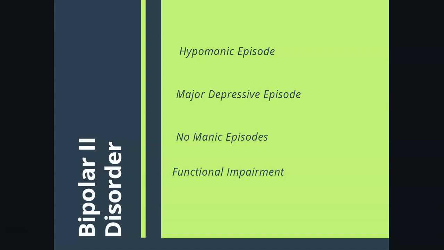Oftentimes, they'll have several depressive episodes before they have a hypomanic episode, and you may not know if they've had a hypomanic episode without doing the appropriate assessment. They may have anxiety or substance use or an eating disorder that precedes the diagnosis. Again, they may have several major depressive episodes prior to their first hypomanic or recognized hypomanic episode. They could even have a 10-year lag between illness onset and diagnosis of bipolar.